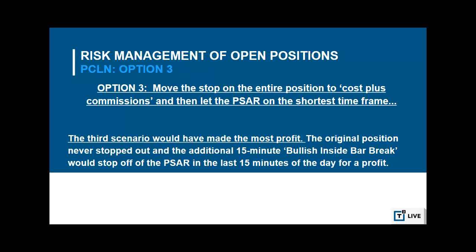Option 3, move the stop on the entire position to cost plus commissions and then let the PSAR in the shortest time frame come up and cross and start moving up. And so that shorter term was going to be a 15 off the 30. We're going to get to that in just a second. So it would have made the most profits. This one would have made the most.